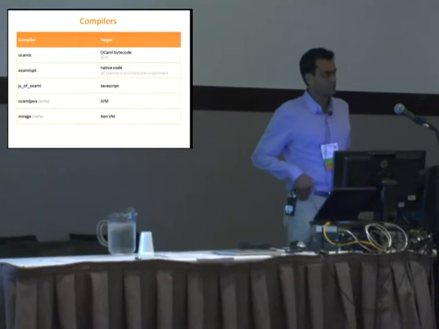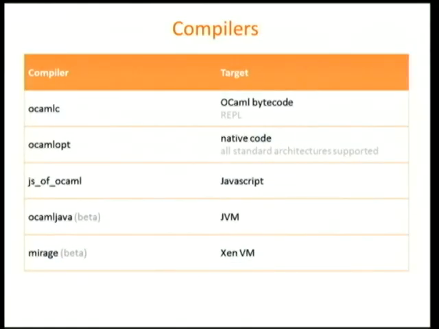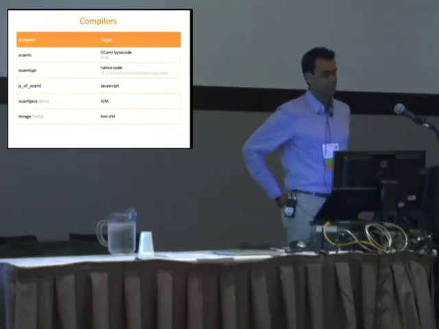It has several compilers. OCaml C compiles to portable bytecode. But for bioinformatics work, since we're always interested in high performance, you pretty much will never use that one. You're going to use OCaml opt, which compiles to native code. And it's a very well-supported compiler, and basically all standard architectures are supported. Very interestingly, OCaml also has a compiler to JavaScript.